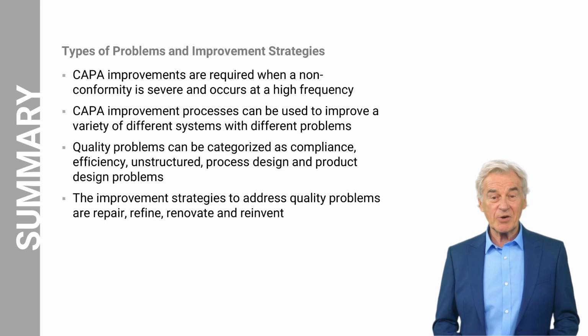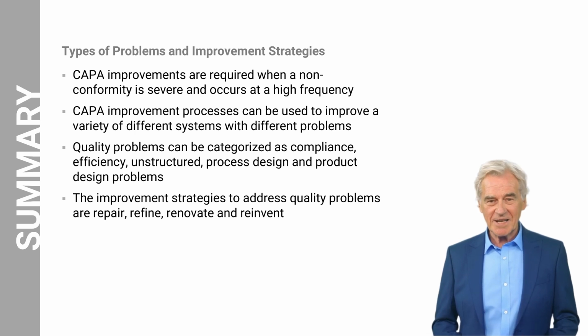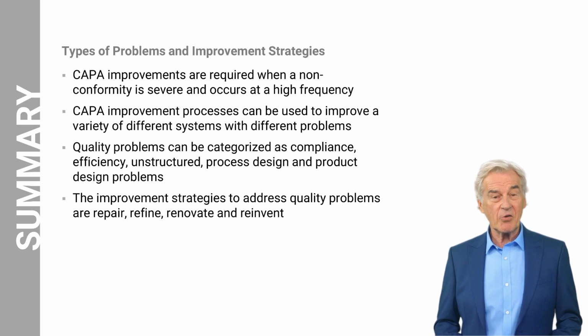In summary, corrective and preventive actions become necessary when nonconformities are both severe and frequent. These improvement processes can be applied across various systems and different types of problems. Quality issues fall into 5 categories: compliance, efficiency, unstructured, process design, and product design problems. To address these quality issues, organizations can employ 4 main improvement strategies: repair, refine, renovate, and reinvent.